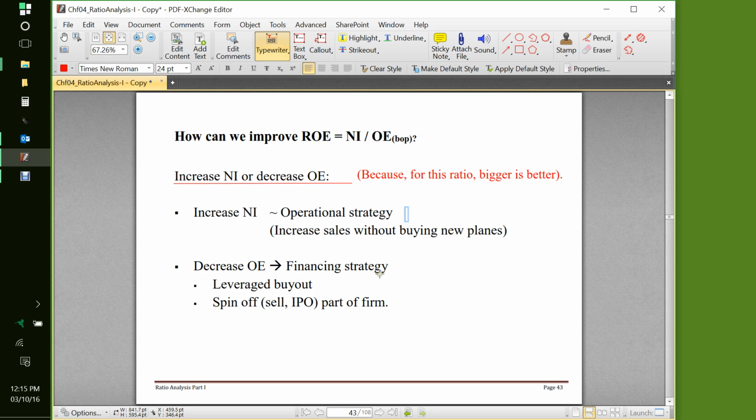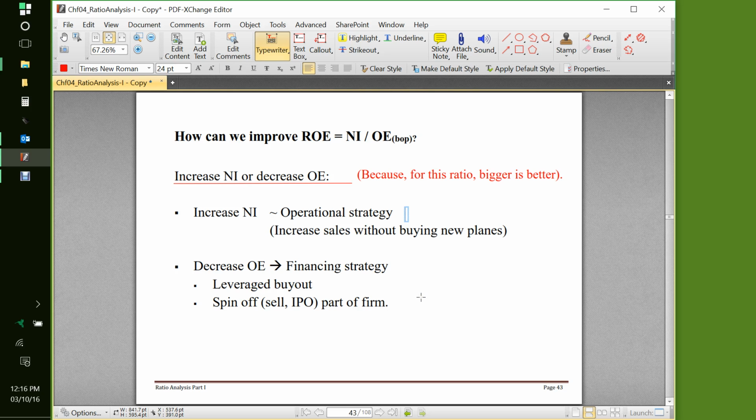What in finance we would say is a financing strategy would be something like a leveraged buyout, which we saw an example of with West End Advisors, where Partner 1 bought out Partner 2. And how did Partner 1 get the money to buy out Partner 2?